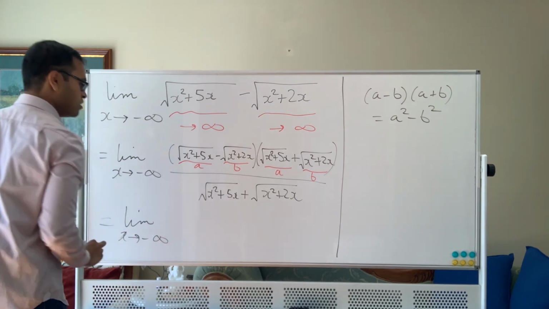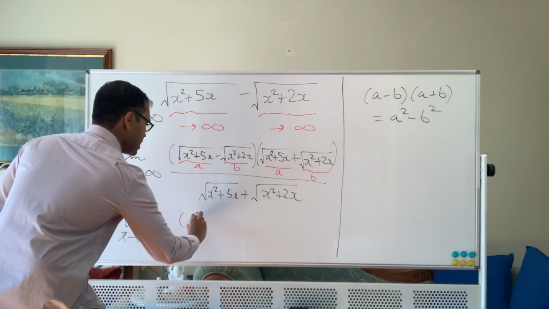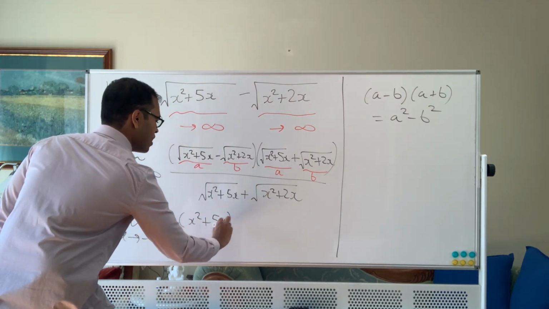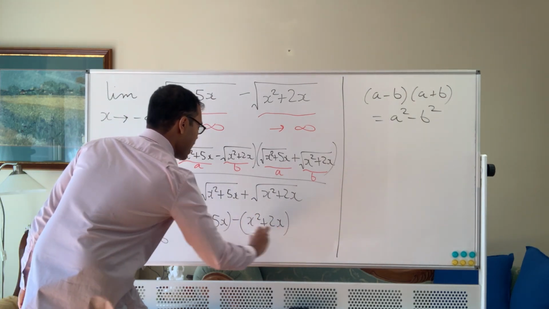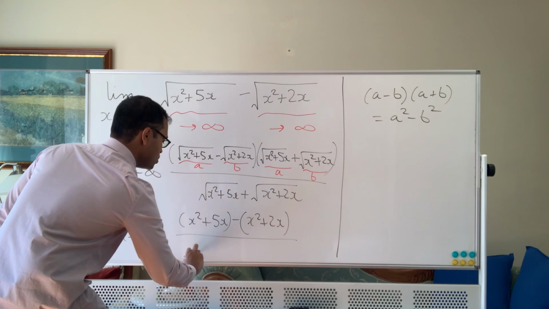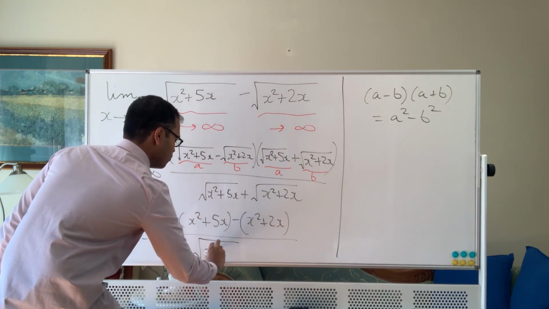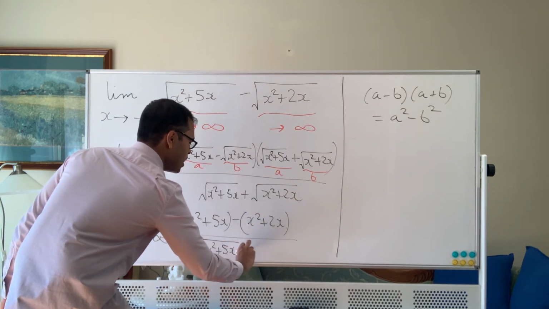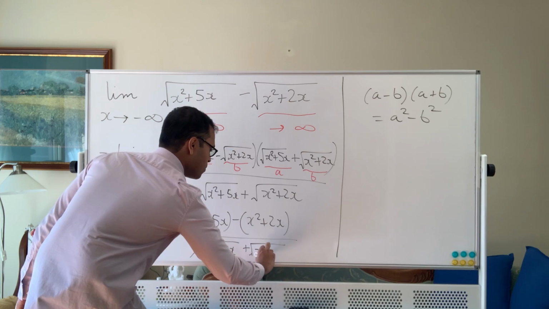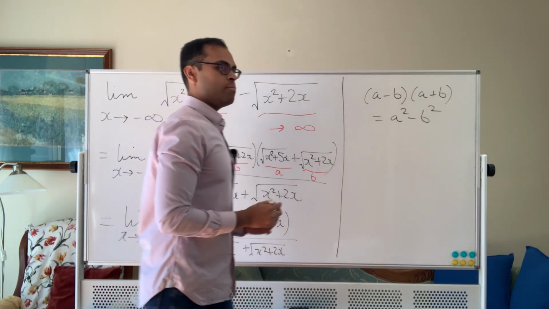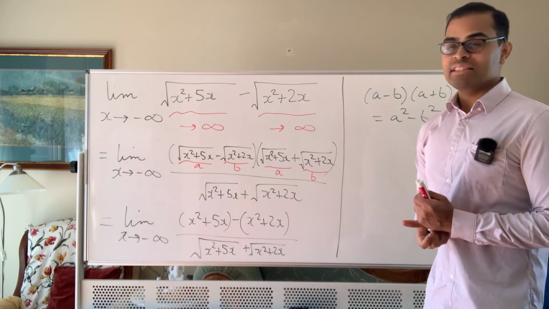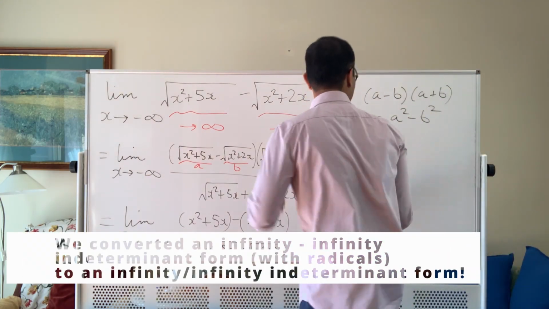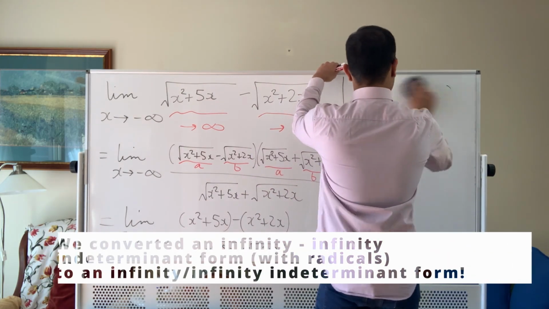So limit as x goes to infinity of, we're going to have x squared plus 5x, which is a squared, minus b squared, which is x squared plus 2x, divided by what we had on the bottom, which we're going to have to deal with. Okay, we've moved the square root to the bottom, but the main point of multiplying top and bottom is that now we're going to get an indeterminate form that's something like infinity over infinity rather than infinity minus infinity. Okay, so that's the strategy there. So let's work out what happens next.